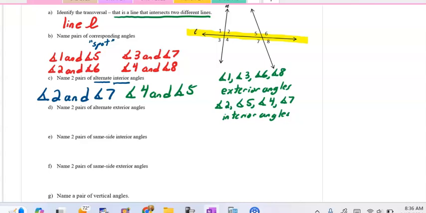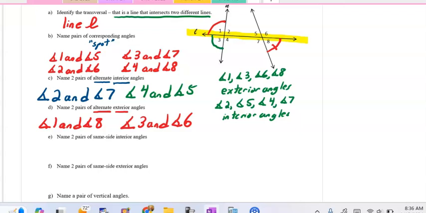Okay. Then a pair of alternate exterior angles, they have to be on the outside. They have to jump over that transversal. So 1 and 8 would be considered alternate exterior. Another pair would be angle 3 and angle 6. And I'm going to mark them here in green so you could see that visually. So those are alternate exterior angle pairs.